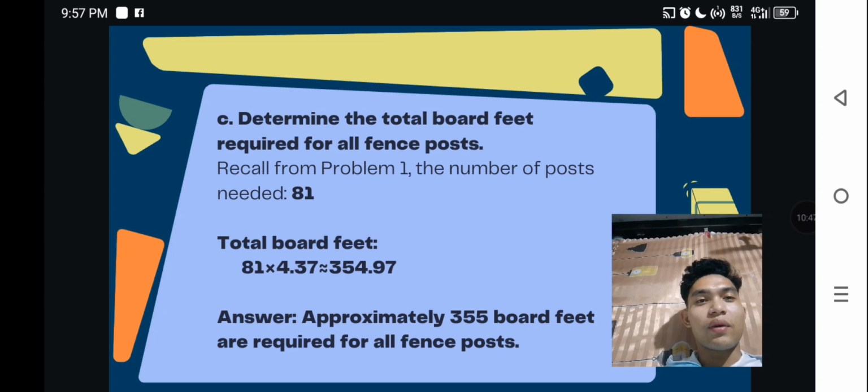Determine the total board feet required for all fence posts. We recall from problem 1 the number of posts needed, which is 81. So the total board feet is 81 times 4.37, which equals 354.97. So the answer is approximately 355 board feet required for all fence posts. And that's how to calculate the required board feet for fencing the farm.